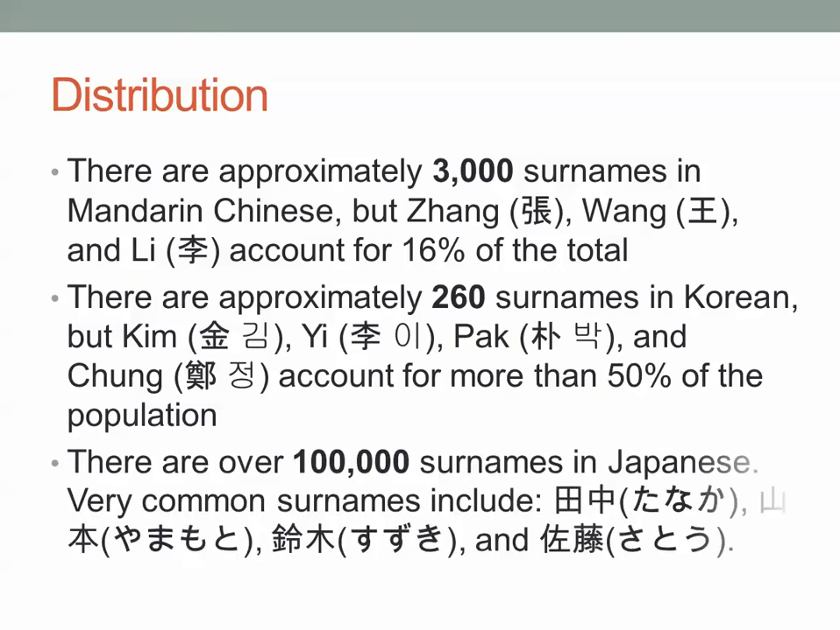What about Japan? In Japan, there are over 100,000 surnames, and we'll be looking at the history of that later on today. Very common surnames include Tanaka, Yamamoto, Suzuki, and Sato, but certainly out of 100,000, there are more than that. So there's no parallel between the Chinese and Korean examples and the Japanese example of just a handful of surnames accounting for a large percentage of the population. So you have much more variety in the Japanese context.